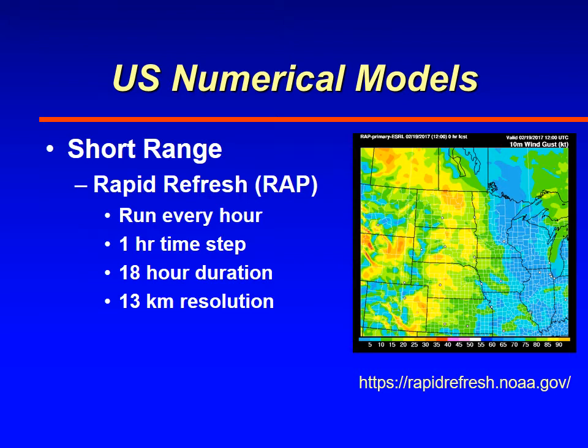It has a relatively good resolution, 13 kilometers. That means it's a grid point model. They put a grid on the Earth, and every 13 kilometers there's a 13-kilometer box, and at the corner of those boxes are points, and it forecasts information for those points.